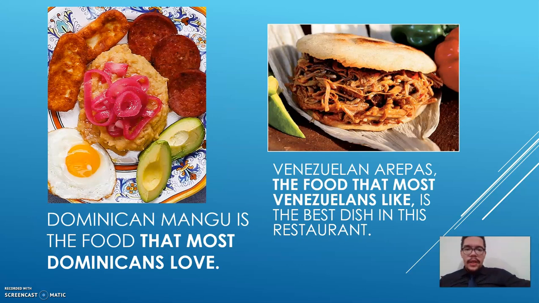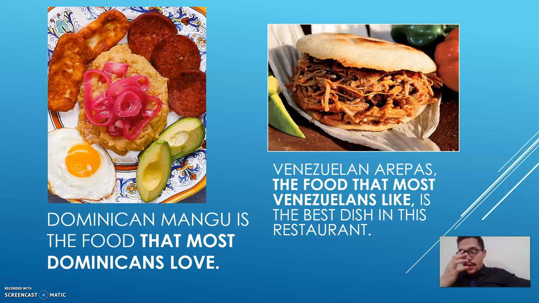Now, here we go again, and we look at the pictures with another example. Dominican mango is the food that most Dominicans love. Why is this a defining clause? It's because there are no commas, first and foremost, and because it is an essential part of the sentence. If you say Dominican mango is the food and you put a period, it's not a sentence that makes a lot of sense. However, you say Dominican mango is the food that most Dominicans love, and then you have a complete sentence.